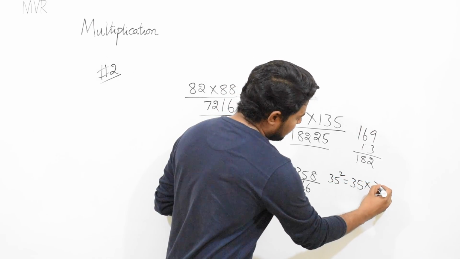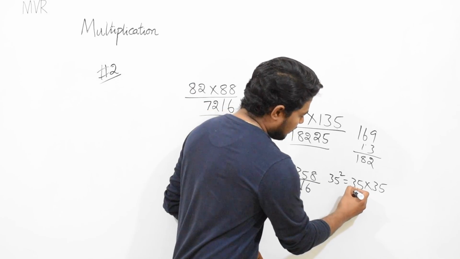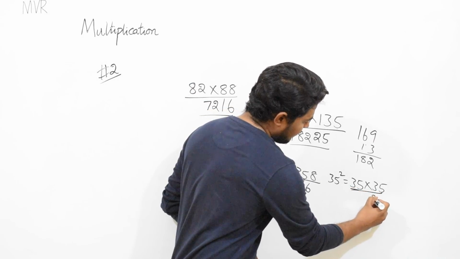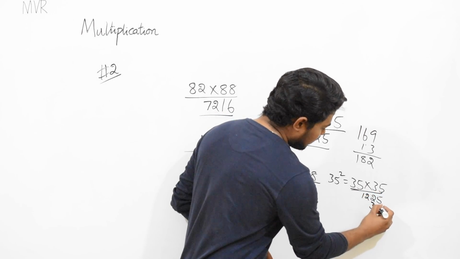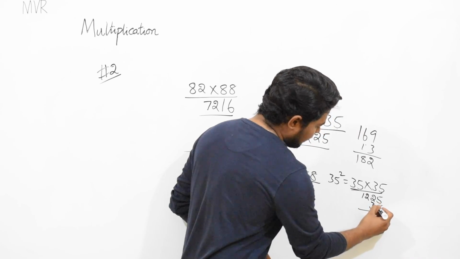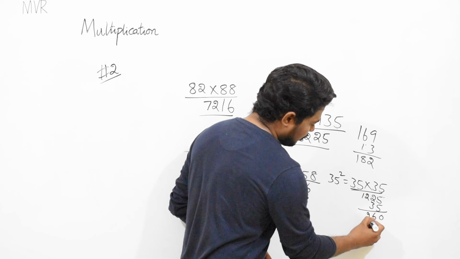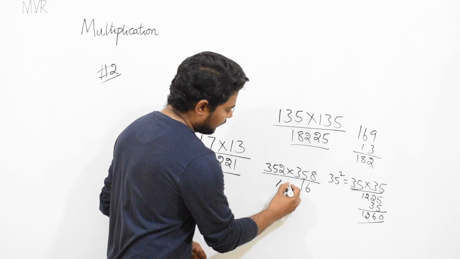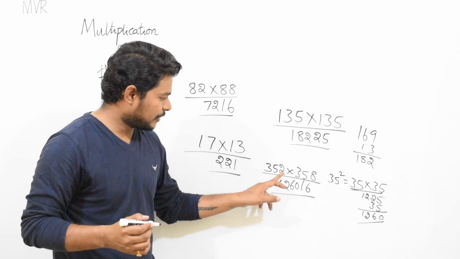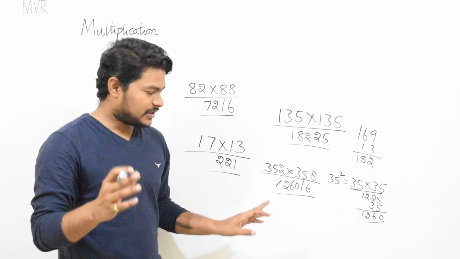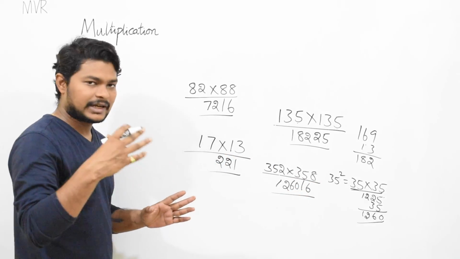35 into 35. Here we already know how to multiply this. 5 into 5 is 25, 3 into 4 is 12. So 35, and we should add 35 to this. So 5 into 5, 10. So 1 plus 3 is 4, plus 2 is 6, 2, 1, 1260. 126016. That is the value of 352 into 358. However big the value, we are solving it in very little time. Okay. If you want, we can take another value.